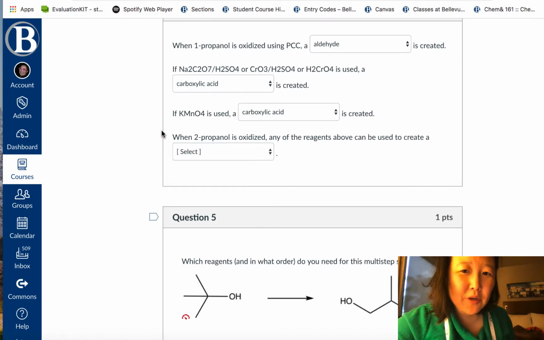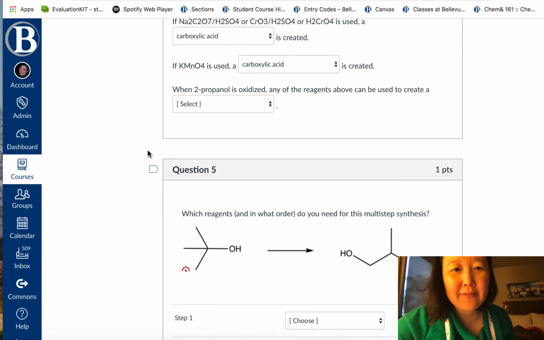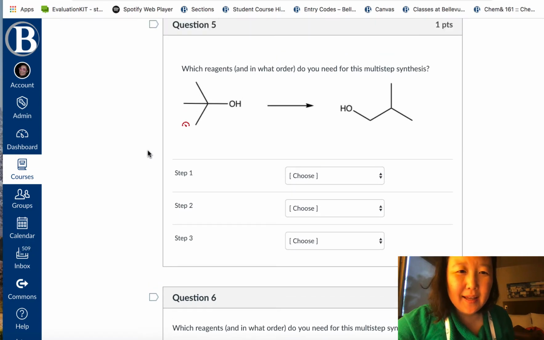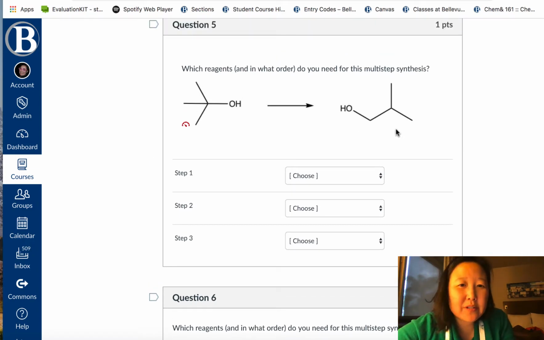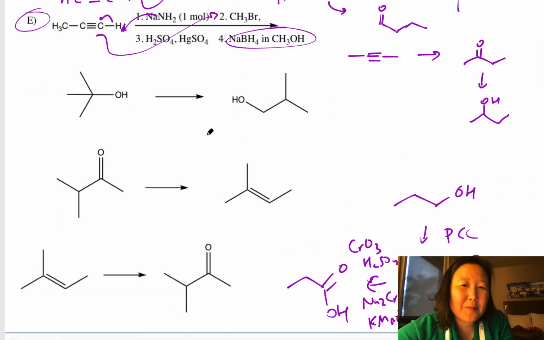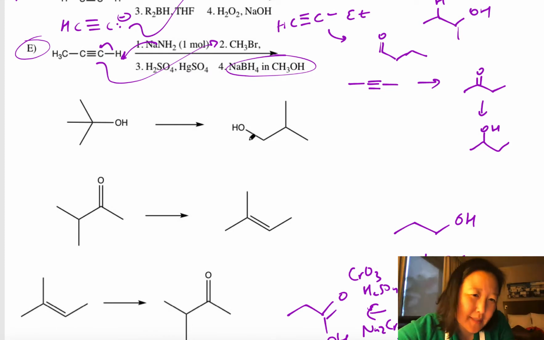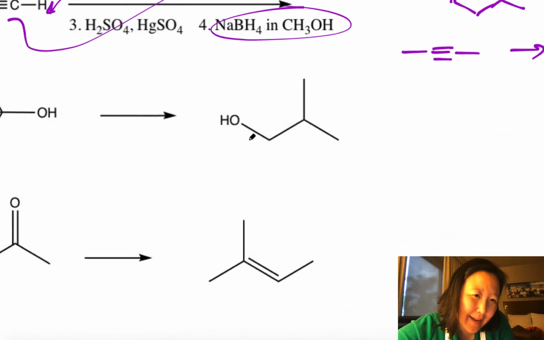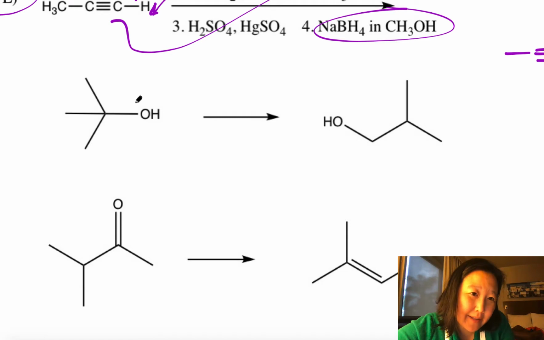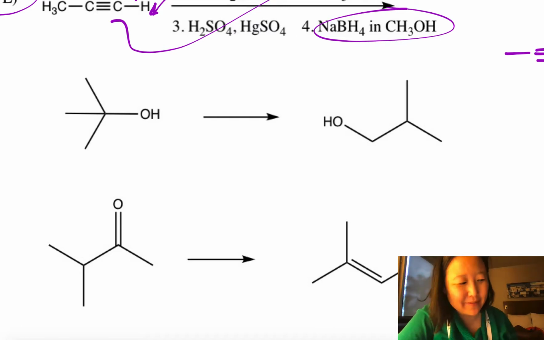And so try the second one as well. I'll leave that for you, okay? Which reagents and in what order do you need for this synthesis? So I put it here. Some ideas on that are, well, I clearly need to get rid of that and just start over and put an OH group separately on a different place. So what I would do is get rid of this OH group.